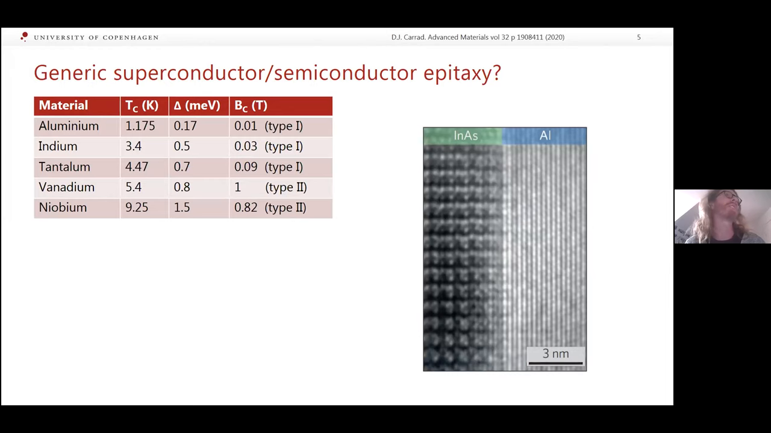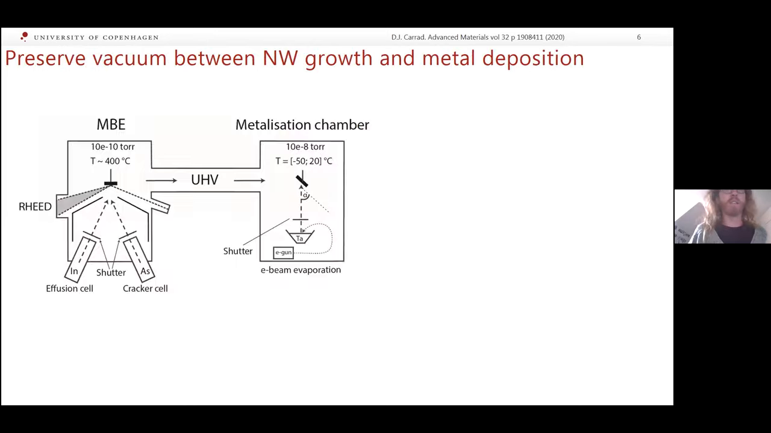The big advantage is that aluminium actually has a relatively low critical temperature, critical field, and superconducting gap. So an important motivation for applications is to better preserve the hybrid states that you generate in your gap. You would like a bigger gap, you would like to go to higher operating temperatures, and of course you would also like to go to higher critical fields. So it might motivate you to use some of these other materials.